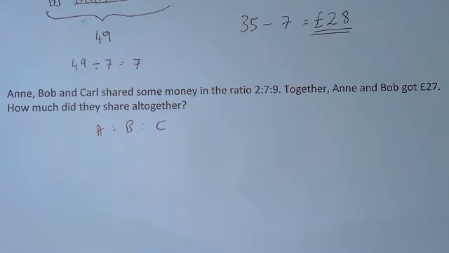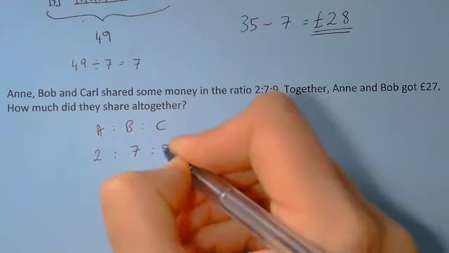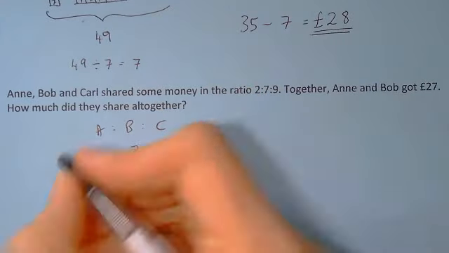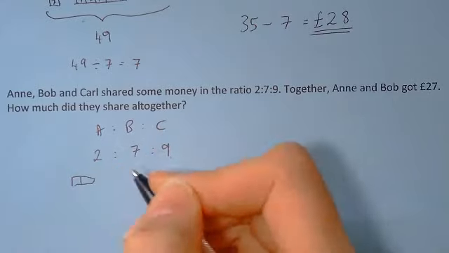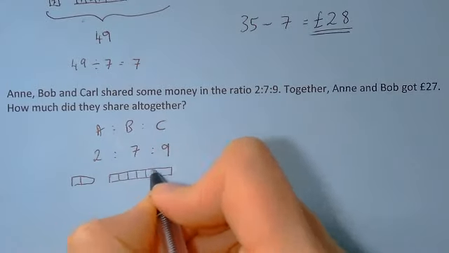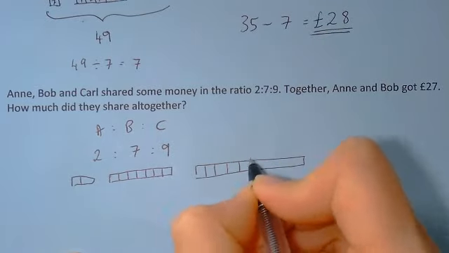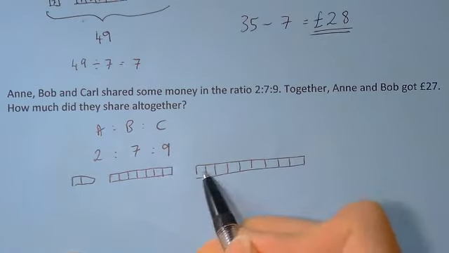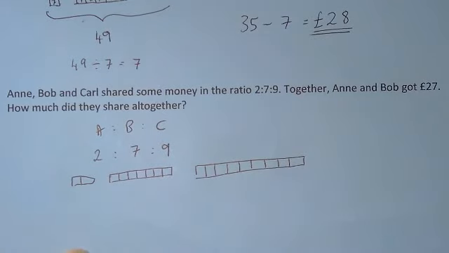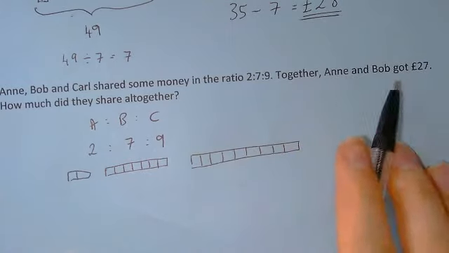Anne, Bob and Carl need to do something more interesting than share money, don't they? Anne, Bob and Carl share in the ratio 2 to 7 to 9. Right. Oh, draw my picture. Oh, that was a bit of a disastrous one. 2, 1, 2, 3, 4, 7, 9. Good. 2, 7, 9.